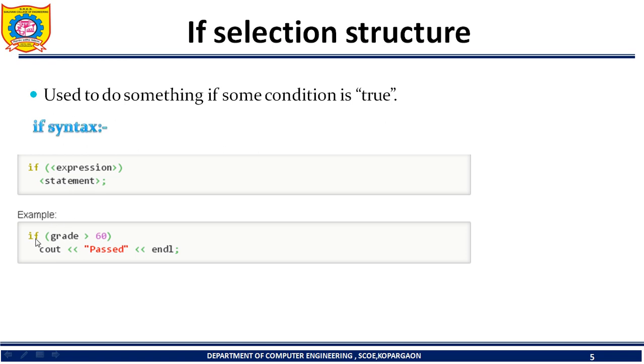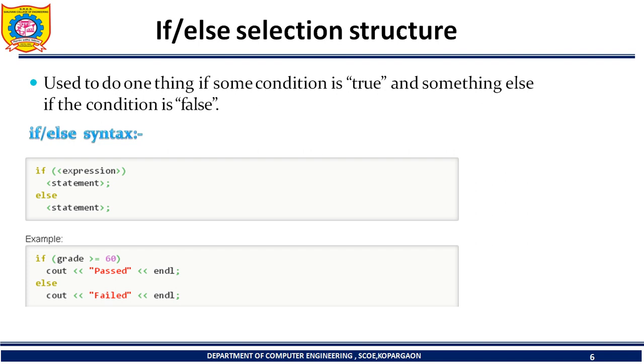For example, the condition is that grade should be greater than 60. If the grade is greater than 60, that means if this condition is true, then only the next statement, that is cout pass, will get executed by the compiler. In short, the if selection structure is the kind of selection structure in which, if the condition is true, then only the statement next to the if will get executed.